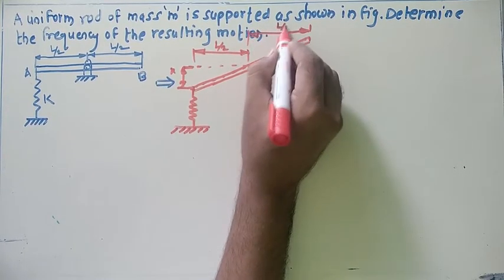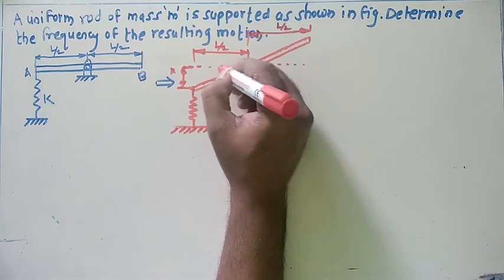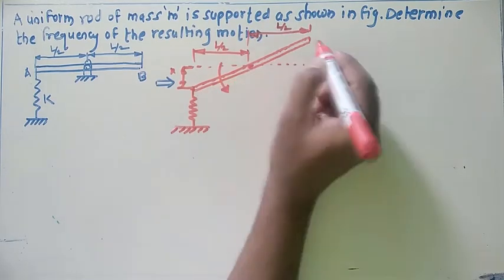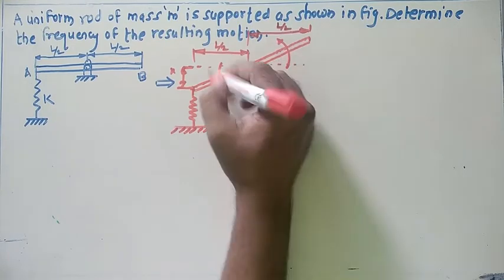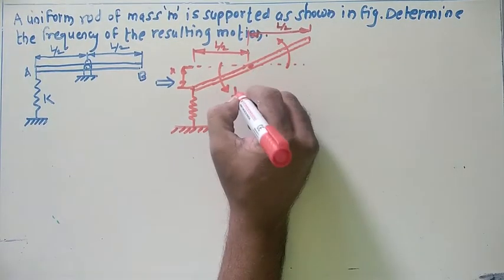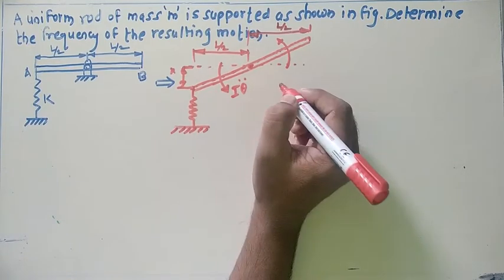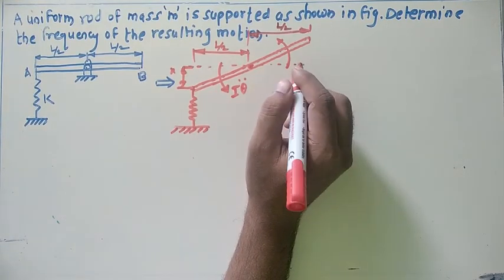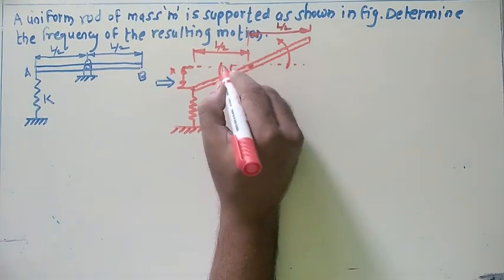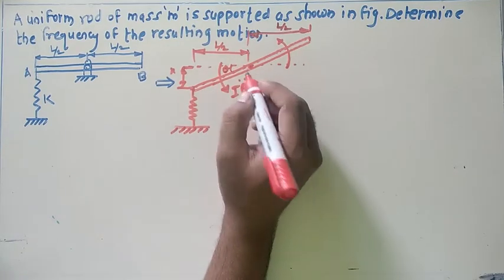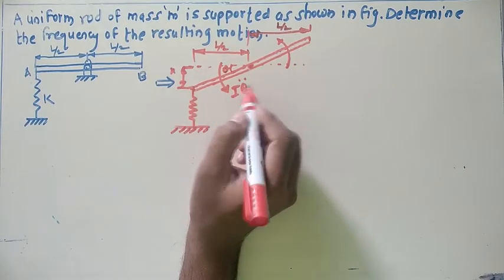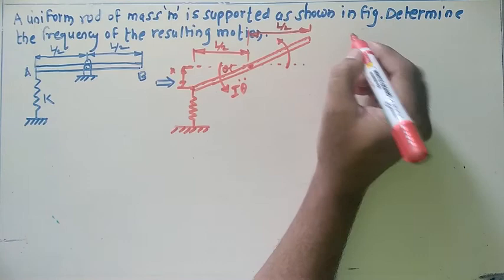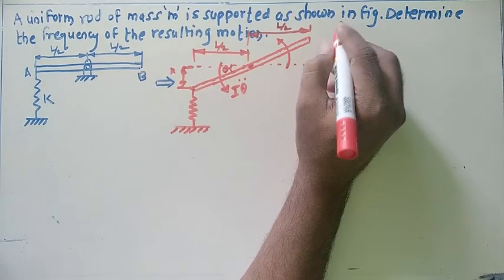At the same time, let me show the other forces. The rod moves like this, in this way. What about this one? This indicates the accelerating force of the rod. And this angle is theta. Easily we can solve this problem with the help of Newton's second law of motion.